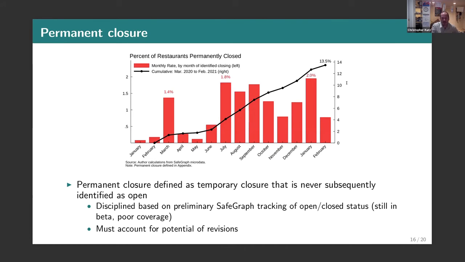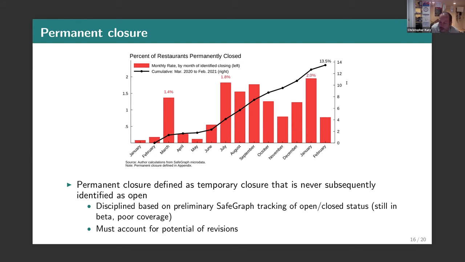More importantly, when we move from temporary closures to permanent closure, you'll see that we have a monthly rate of permanent closure. Permanent closure is not that complicated here. We're just saying that it's a temporary closure that never reopens. So you'll see some revisions over time, as establishments reopen. So there is revision, particularly in the most recent data. And it's also disciplined a bit by some open-close status.